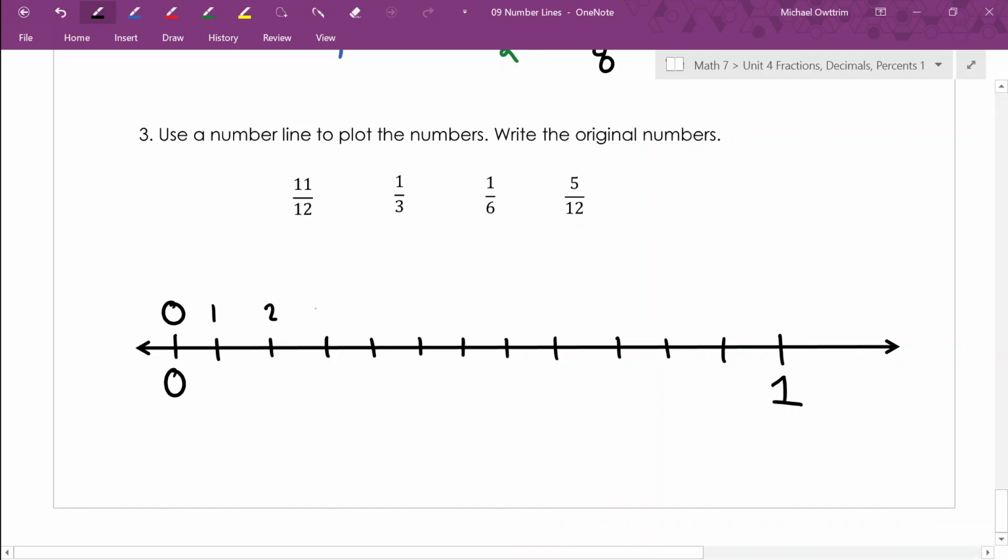So obviously this is 1, 2, 3. Let's just check. Perfect. 12 spacings make up one whole. So 11 out of 12, that one's going to be easy. It's just at spot 11 out of 12.